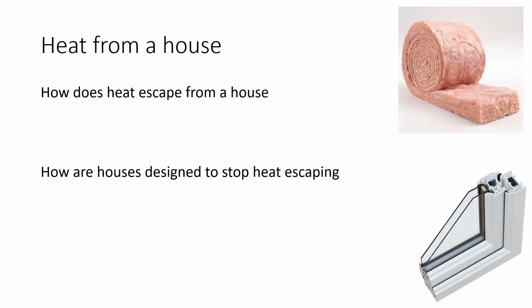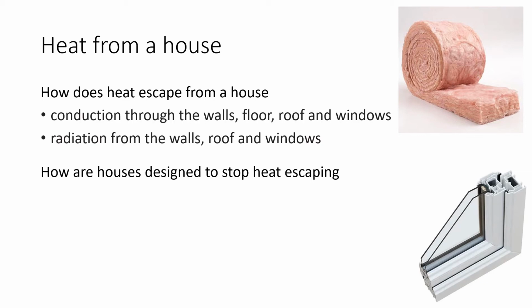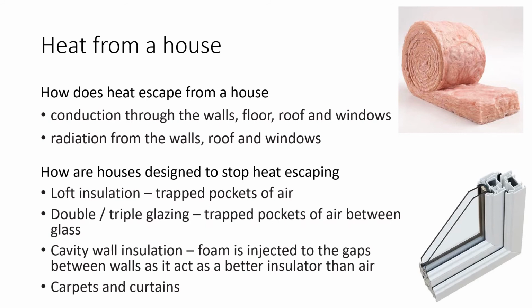So in terms of how heat escapes from a house, well, we can have conduction through the walls, the floors, the roof, and the windows, but we can also have radiation through the walls, roof, and the windows. We don't have convection because for convection to occur, we have to have the particles that are heated up inside the home getting to the outside of the home somehow, and with the doors and windows and with the walls, that really shouldn't happen.